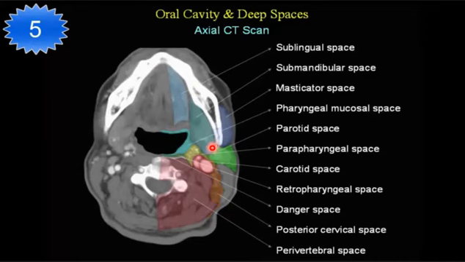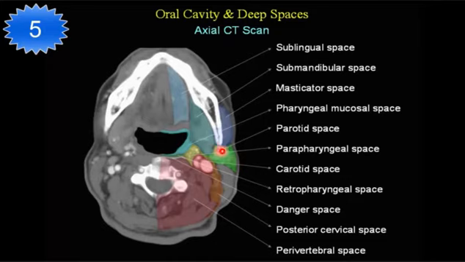And this is a selected image to show the spaces, oral cavity and deep spaces, axial CT scan. As we see, we have a sublingual space and a submandibular space. The landmark to differentiate between the sublingual and submandibular is the mylohyoid muscle. The space above the mylohyoid muscle is the sublingual space, while the space below the mylohyoid muscle is the submandibular space. We have another space which is very important, the masticator space.